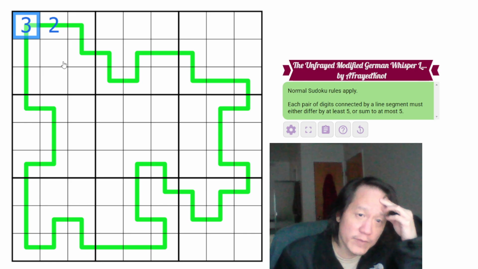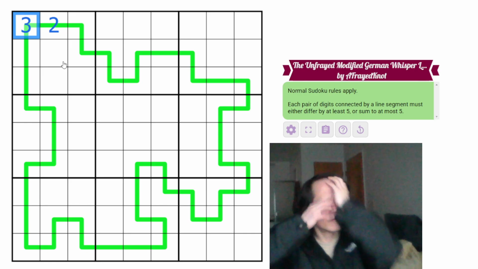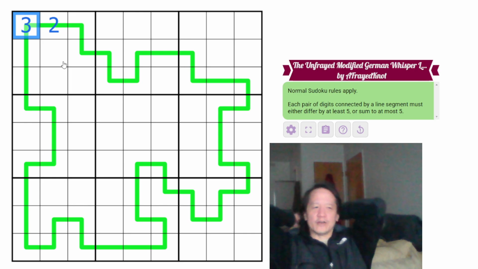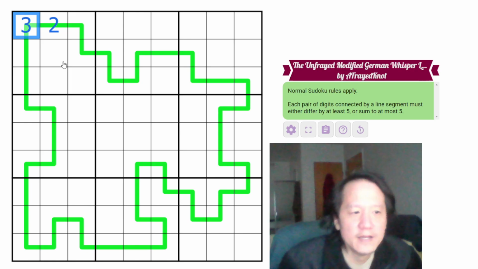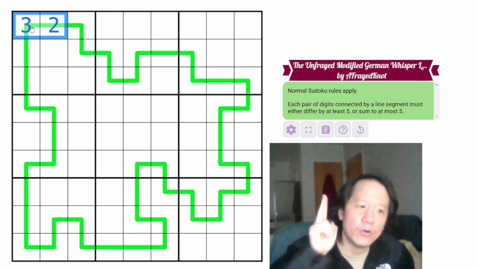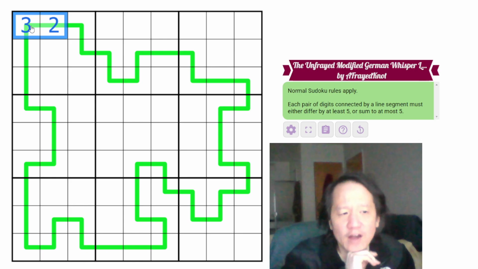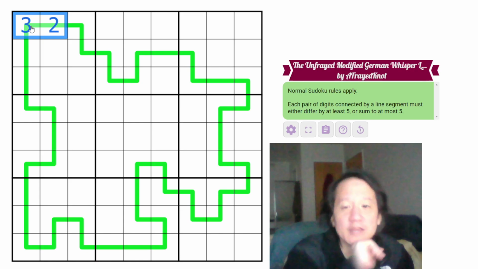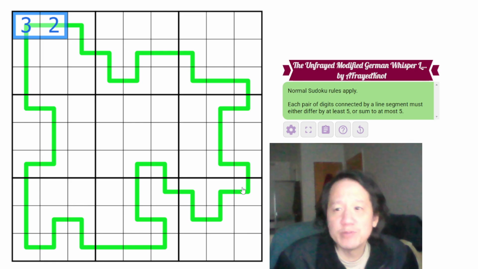Interesting. That's an interesting variation. So again, two adjacent digits either follow the German whisper rule set, or they must sum to at most 5. And those are all the rules. If you'd like to play along, there's going to be a link in the description. And now, I'm going to get started.